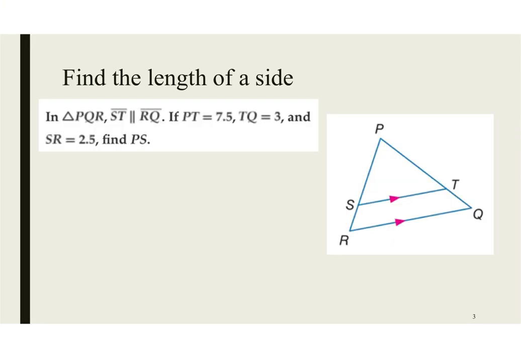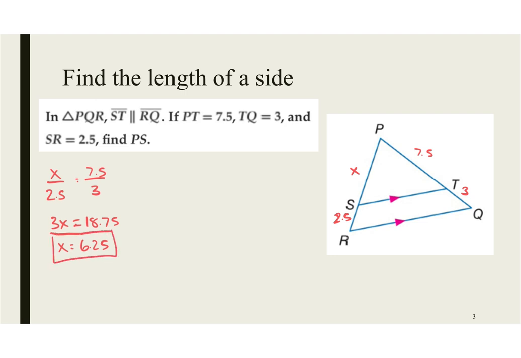Okay, let's do a problem. So here we go. We have a triangle. We're told we have parallel lines. Because we have parallel lines, we know that A, B, C, and D are going to be proportionate. So what this means is that if we wanted to find PS, all we would have to do is set up the proportion. So I'm going to go just down my sides. I'm going to go x over 2.5 is equal to 7.5 over 3. And after we cross multiply, we get 3x is equal to 18.75. And then we divide both sides by 3, and we get x is equal to 6.25.